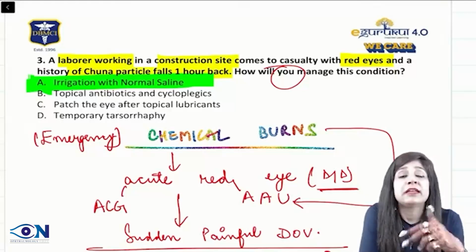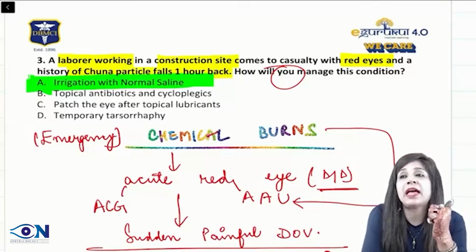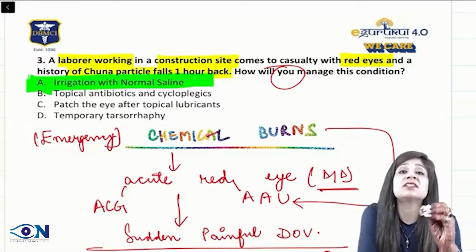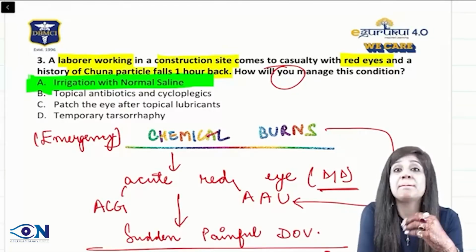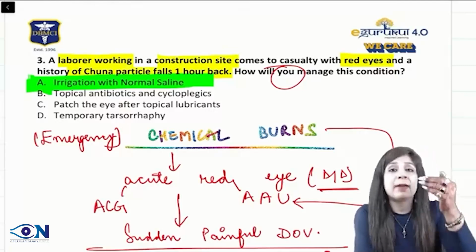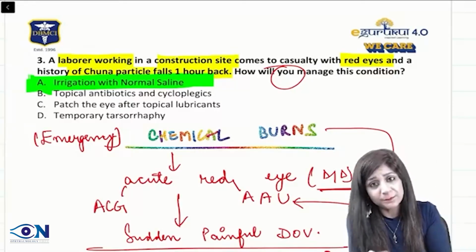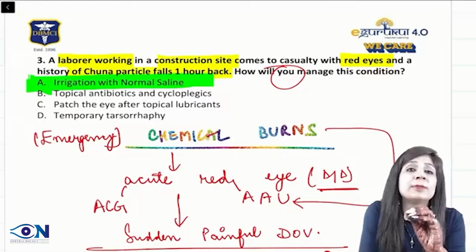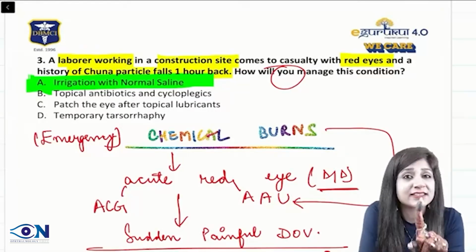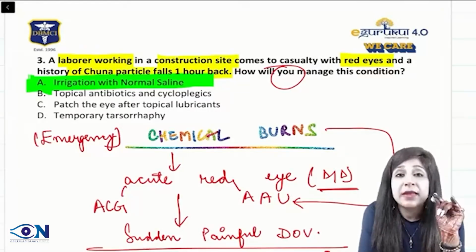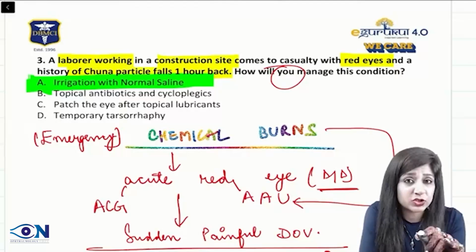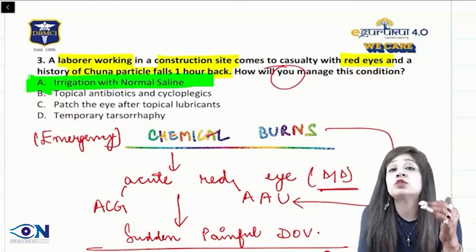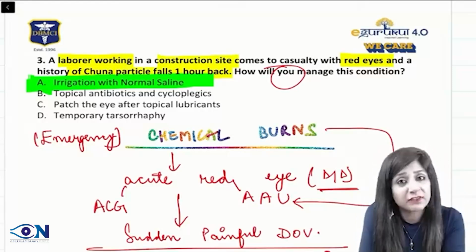So even if you get such a question and you have options like this, please see which one is the more preferable, the better option. Better in terms of order: the immediate thing that you have to do is the irrigation with normal saline, and that is why the answer is A. In the paper also you might get a question where more than one option seems to be correct. Please see the order. What should be done first has to be given as the answer.